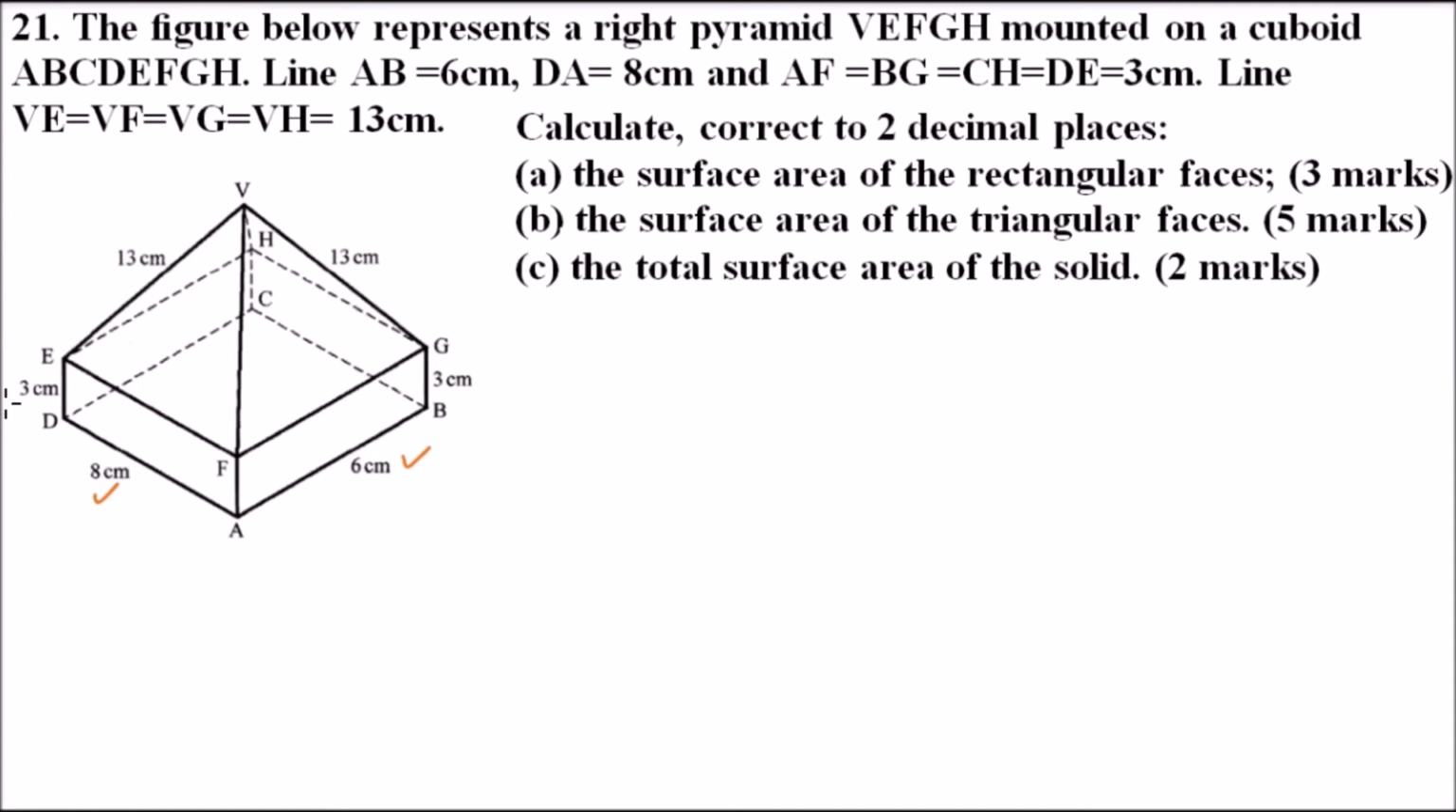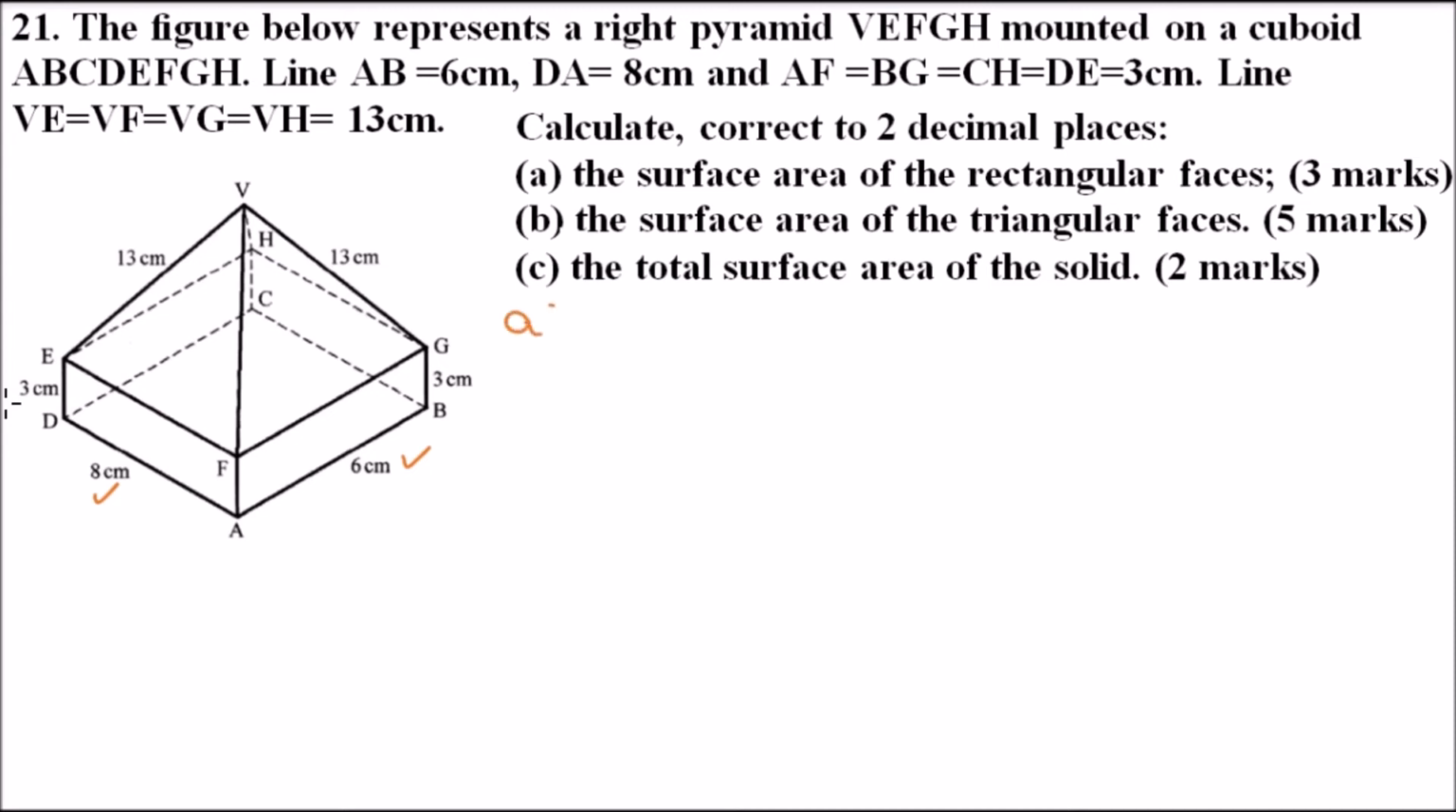A, the surface area of the rectangular faces, you get 3 marks. The surface area of the triangular faces, you get 5 marks. The total surface area of the cuboid. It is important to first of all go through the whole question so that you find out whether you will be able to do all the parts. So this is a simple and easy question.